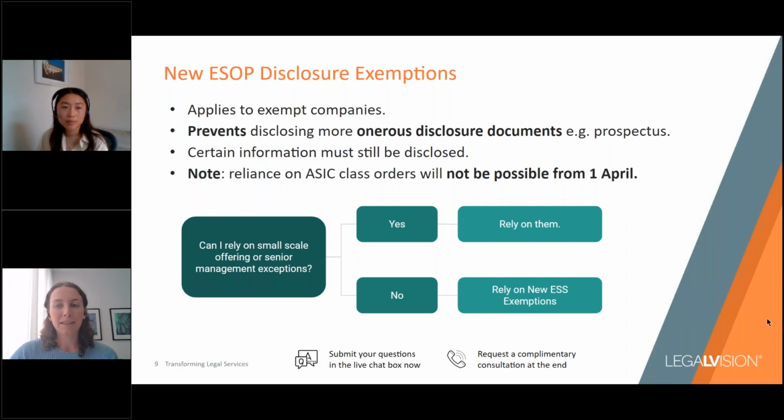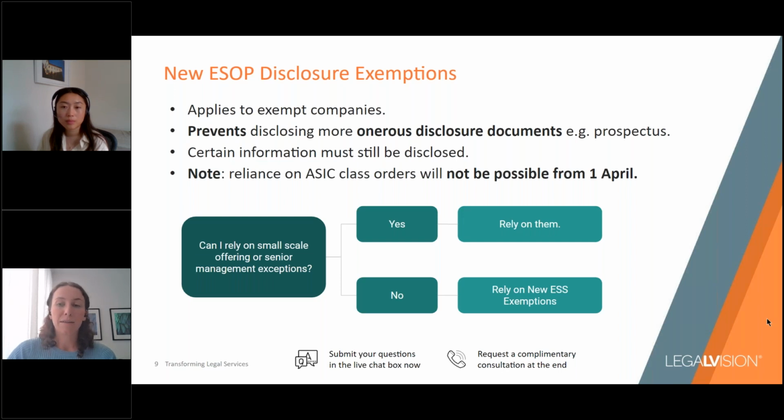However, it's important to note upfront that although the new regime applies to exempt companies from providing the usual more onerous disclosure documents like prospectuses, certain information still needs to be provided to ESOP employees if you're seeking to rely on this new disclosure regime. For this reason, it's actually still in the company's interest to rely on those existing small-scale offering or senior manager exemptions that I mentioned before, because if you can rely on those, then no additional information needs to be provided to those employees. The new ESOP disclosure regime is therefore going to be most relevant to consider if you can't rely on those exemptions, or if you expect that you may not be able to rely on those exemptions in the future.